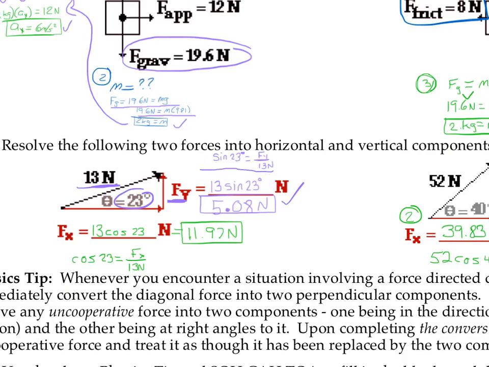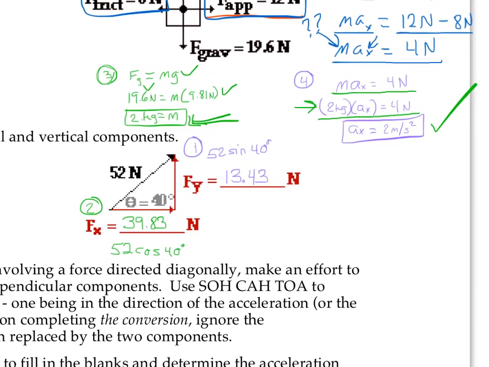For the x component, we look at the trig function. 13 cosine of 23 gives us our x component. So that comes from cosine of 23 is equal to the adjacent over the hypotenuse. So 13 cosine of 23 gives us our Fx, which equals, when we plug into our calculator, about 11.97 newtons. That's it. For the next one, we do the same thing. 52 sine of 40, the hypotenuse times sine of 40 gives us our opposite, which is 13.43. And 52 cosine of 40 gives us our adjacent, which is 39.83 newtons.